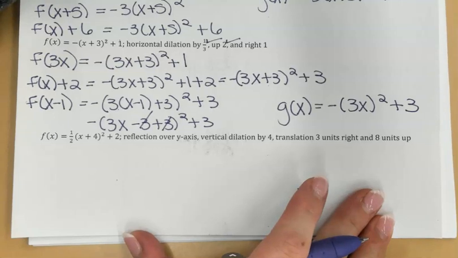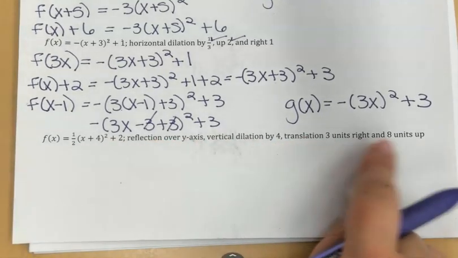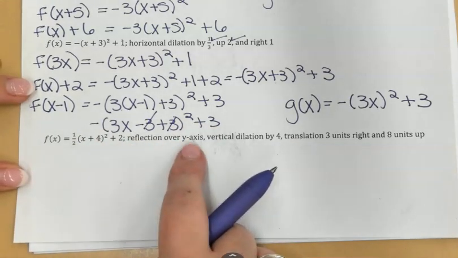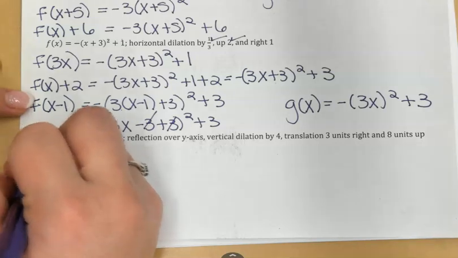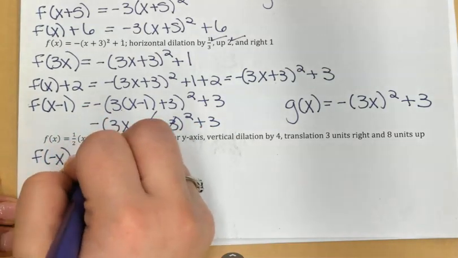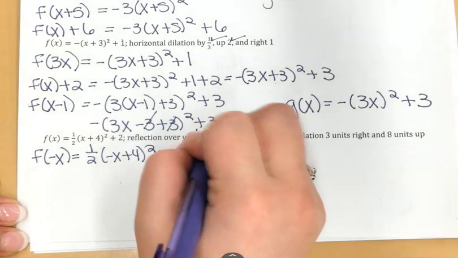Okay, so lastly, we've got another function. Again, it's not the parent function, so we are going to apply these transformations here. So starting with a reflection on the y-axis, that looks like f of negative x. So a negative is just going to go on my x, and that one's done.